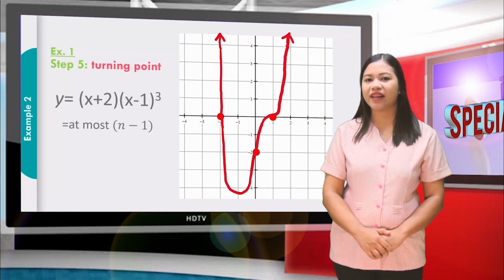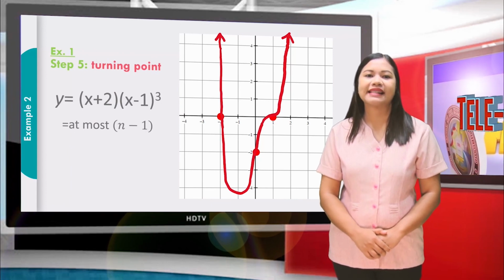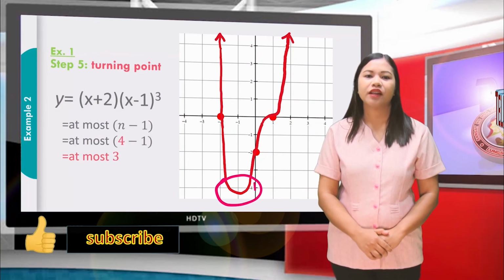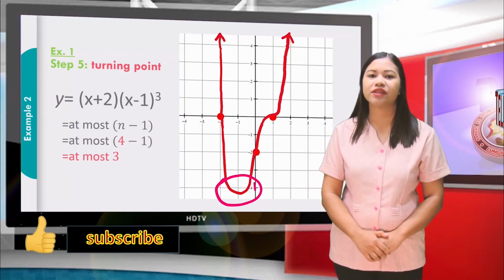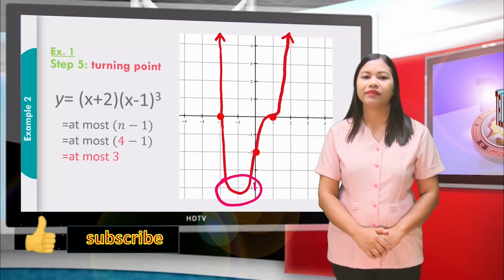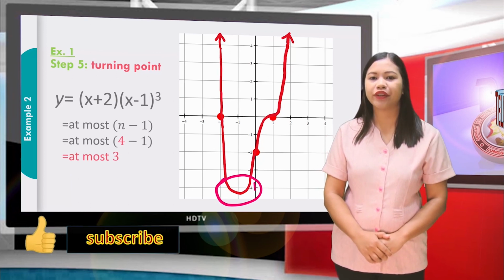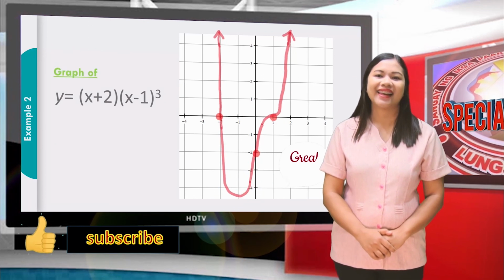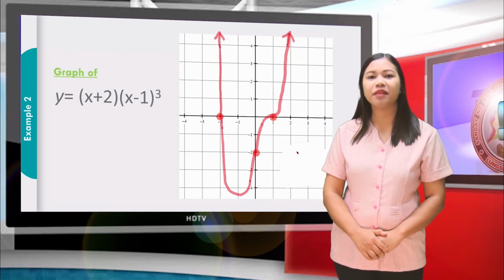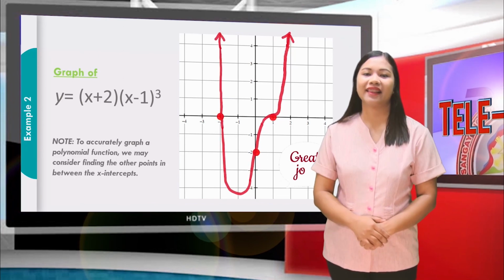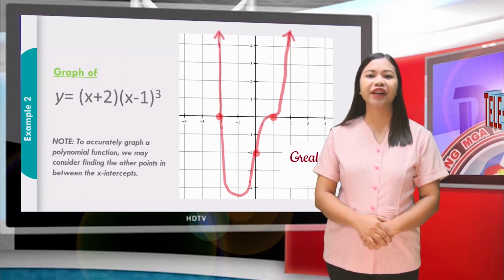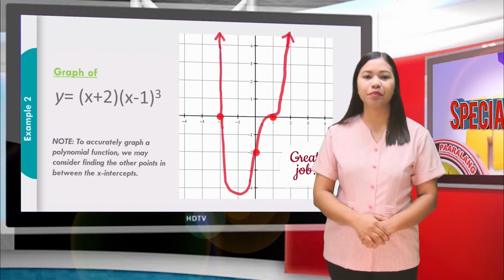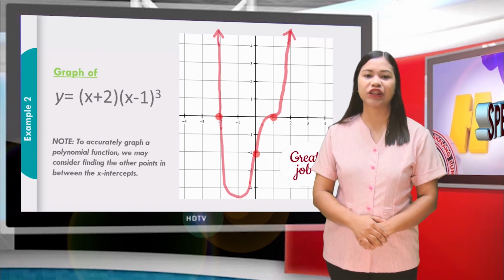Step 5 is checking its turning point. Since its degree is 4 and 4 minus 1 is 3, therefore it has at most 3 turning points. In our graph, it has 1 turning point. So we got it right. This is now the graph of the given polynomial function. Take note that if we want to accurately graph a polynomial function, we may consider finding the other points in between the x-intercepts.